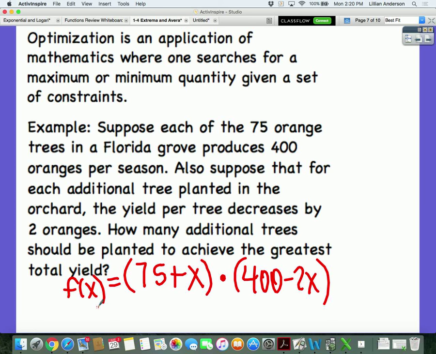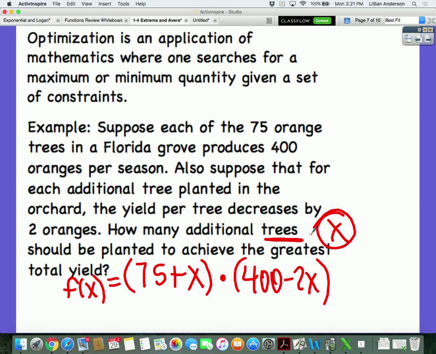Now it asks us how many additional trees should be planted to achieve the greatest total yield. What does that mean, the greatest total yield? Max. We're looking for a maximum here. So this is our function. We're looking for a max. And more specifically, trees, which is what variable? X. We're looking for the x value of our maximum. Okay? You just got to break it down, sentence by sentence, to figure out, okay, what's the equation? What is it asking me to do? And how do I do it? Question by question.